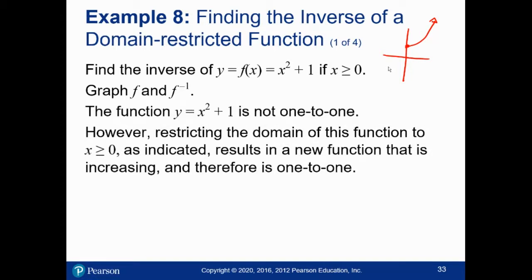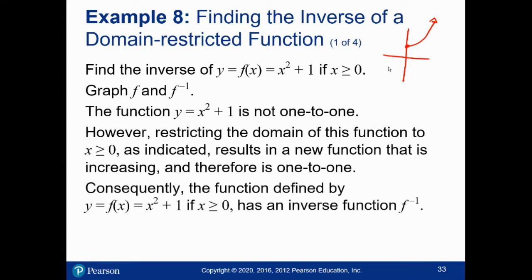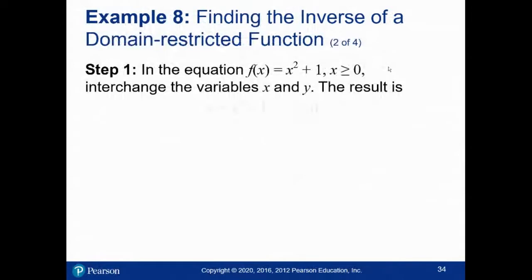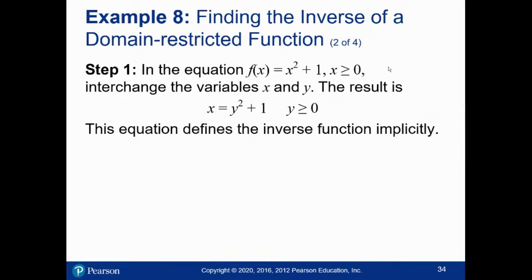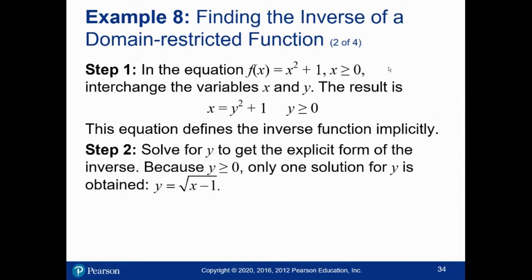Okay, so this is just what I just talked through, sorry. If we restrict the domain by only letting x be bigger than or equal to 0, it does have an inverse. So let's find it. Swap x and y: x is y squared plus 1. Since we had the restriction that x has to be bigger than or equal to 0, when we swap x and y, that means y has to be bigger than or equal to 0. Now try to solve for y by subtracting 1 to the other side and then taking the square root.